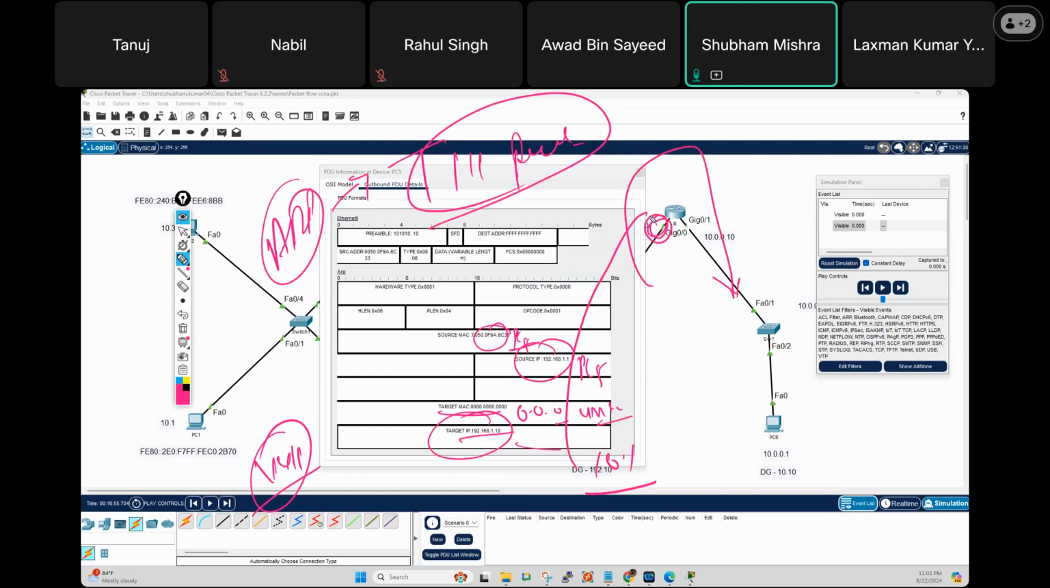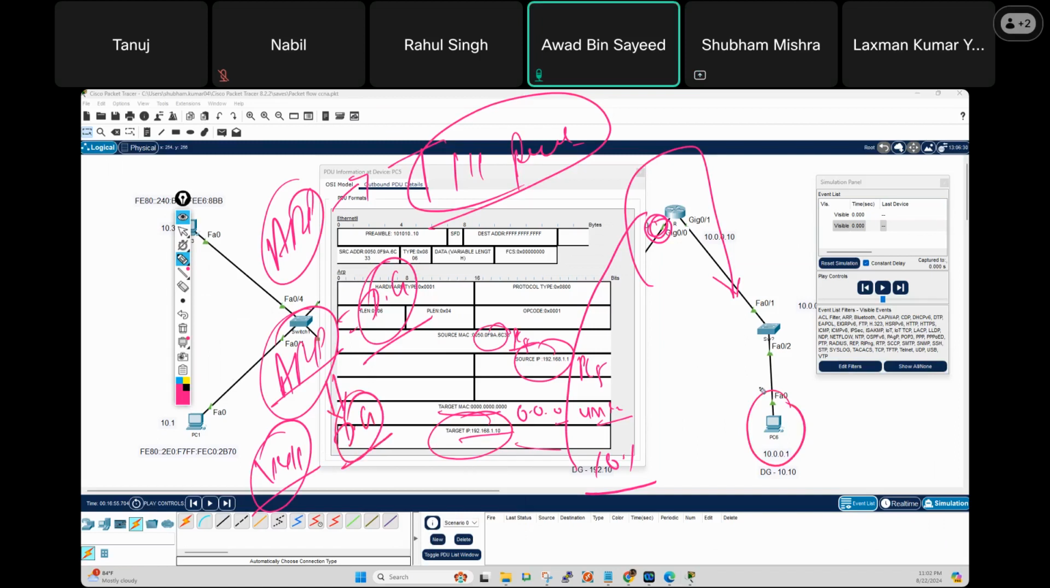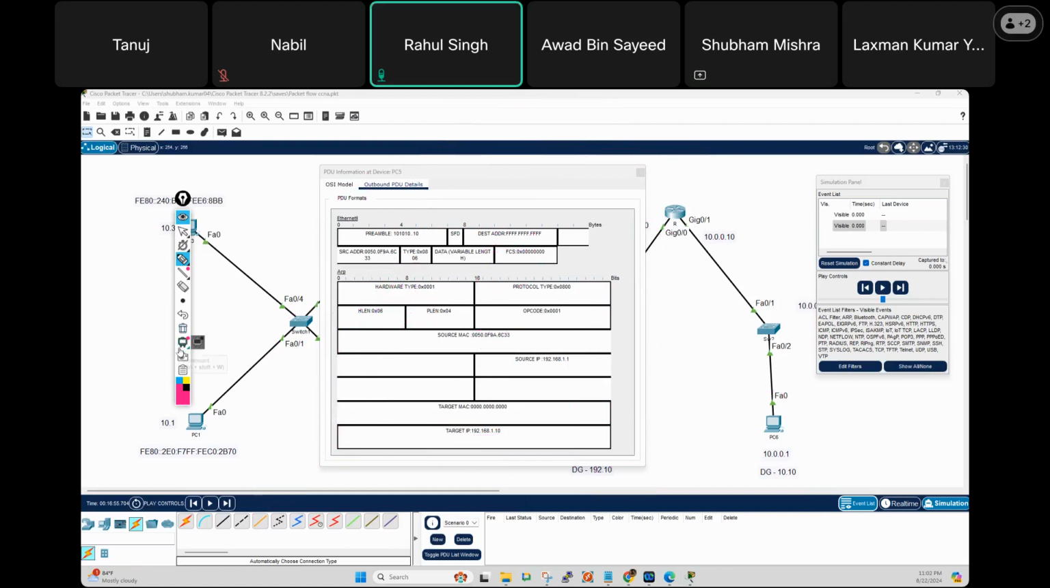Please understand, when a device generates the ARP packet, for an ARP packet, the destination is always the default gateway. So your ARP packet will try to find out the MAC address of the default gateway only, not your destination device. Are you clear, everyone? Anyone who does not understand? So here PC number 5 is generating the ARP packet to find out the MAC address of the default gateway. Clear, everyone?